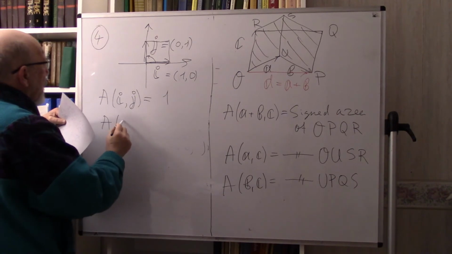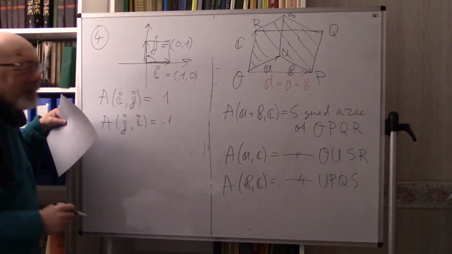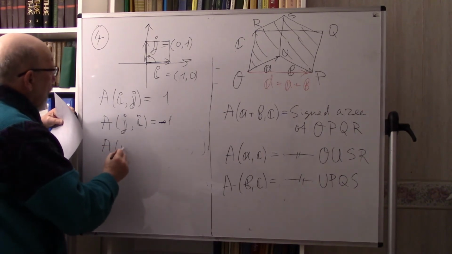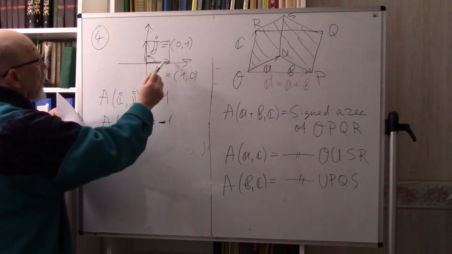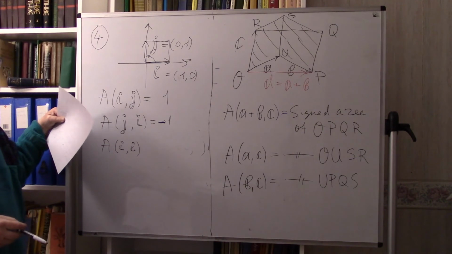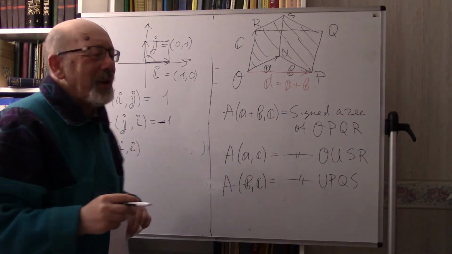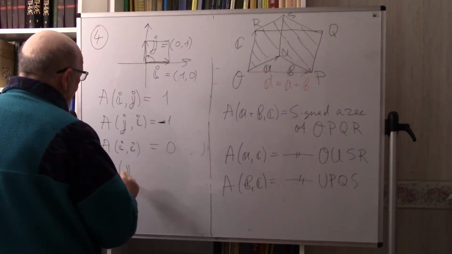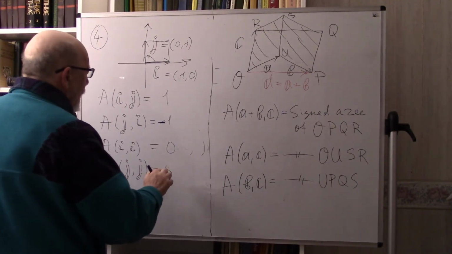Correspondingly, the area of ji equals minus 1. This minus. Now, the area of i, i: we consider two vectors, i and i. Certainly they generate a parallelogram having 0 width, so its area is 0. And the area of jj is also 0.